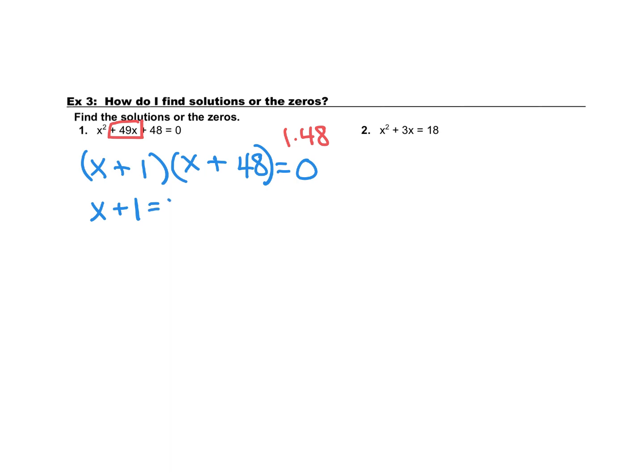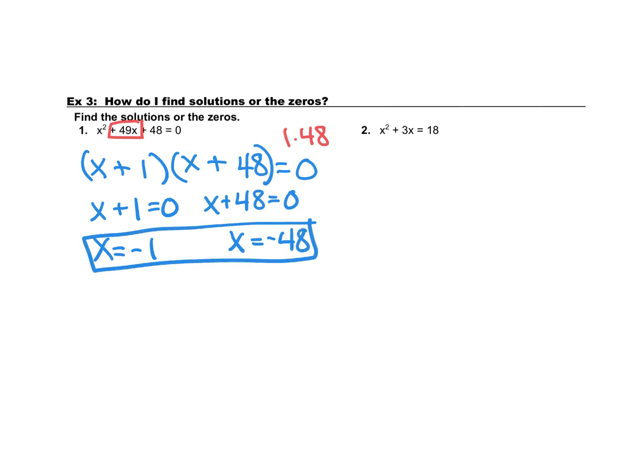x plus 1 is equal to 0, and then x plus 48 is equal to 0. And I have x is equal to negative 1, and then x is equal to negative 48. So negative 1 and negative 48 are the solutions to this trinomial.